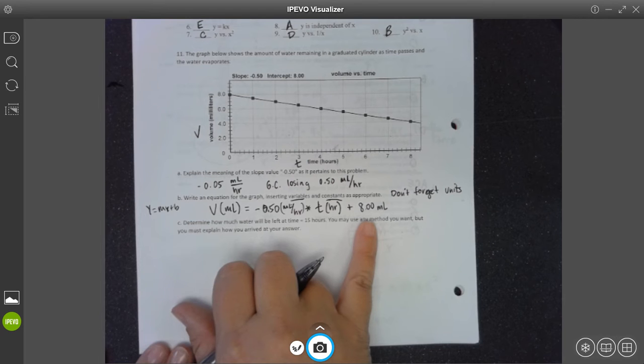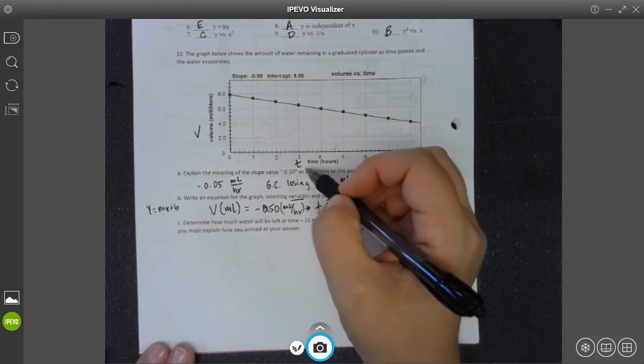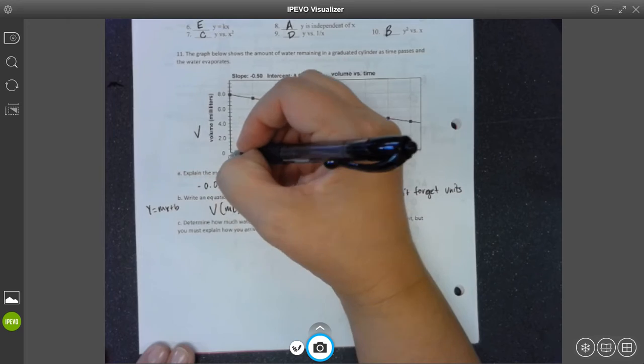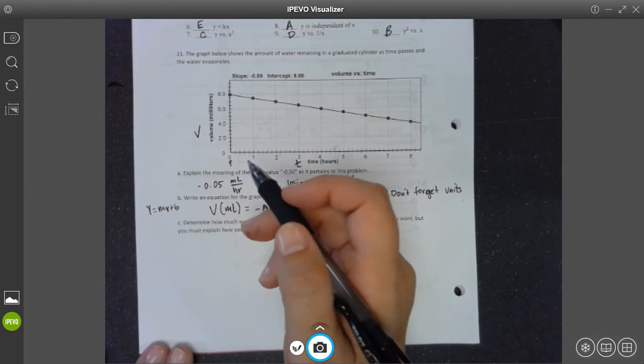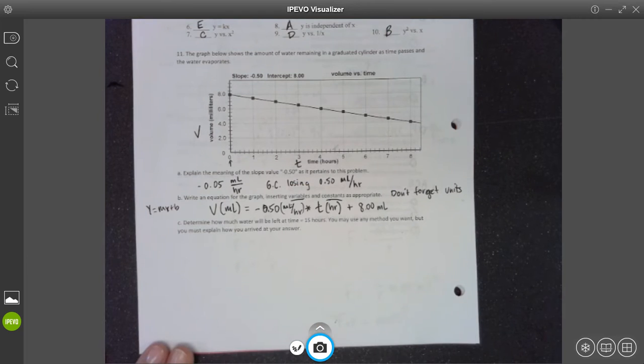Yeah, it started with 8 milliliters, and we know that because that was when time is 0. So this is sort of the conditions at the starting point. When we started our experiment, we had 8 milliliters.